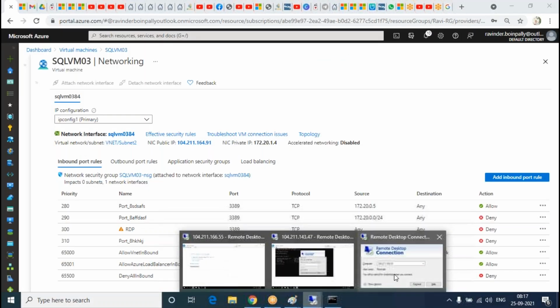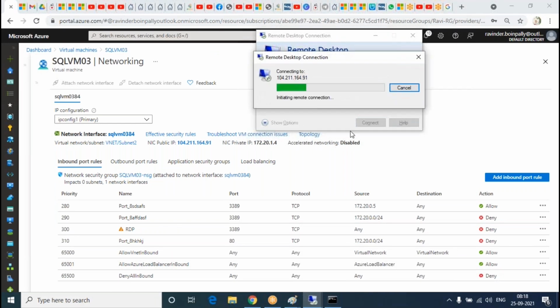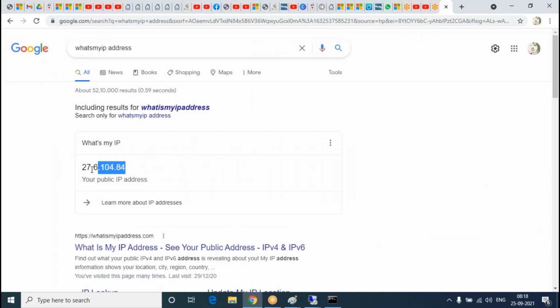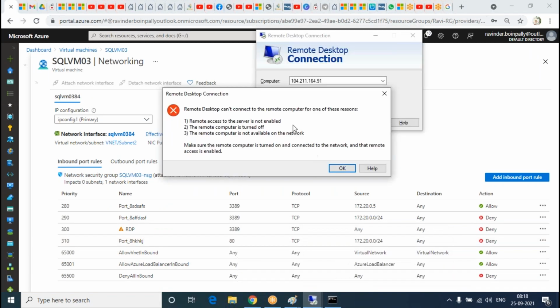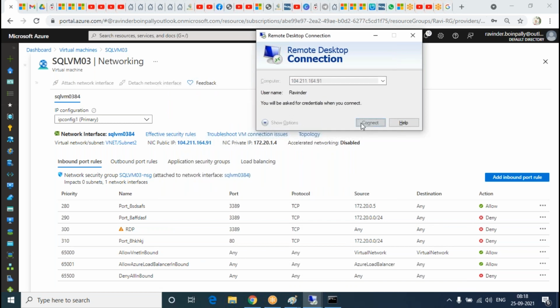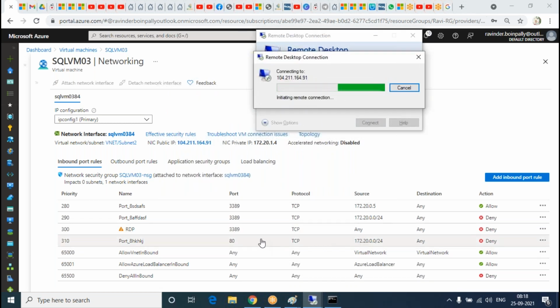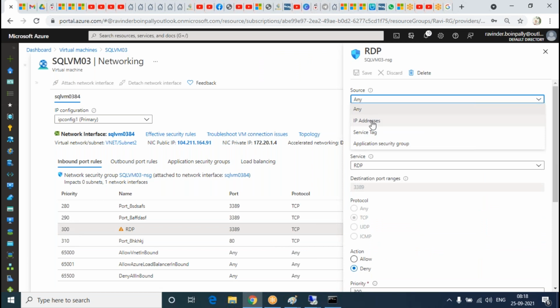Now even I cannot talk to that machine, because no one is allowed. But I can allow myself by giving my public IP address that I have seen. Can anyone else ping your IP address? I'll allow you along with me. Multiple IPs we can allow if you want. So if I'm trying to talk to VM03, SQL VM0, I'm not able to because my IP is not allowed. Now I'm going to allow the IP.